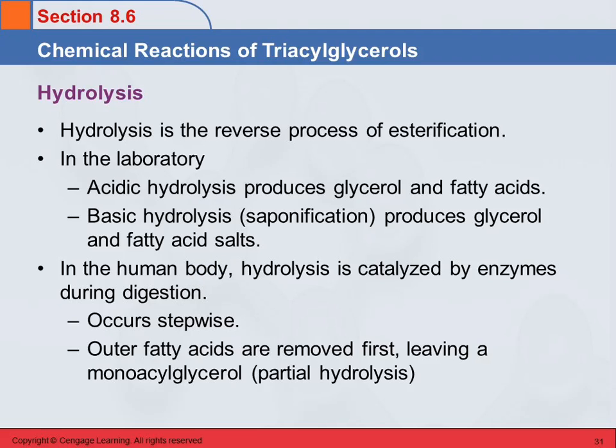In the human body, the hydrolysis is catalyzed by enzymes instead of by an acid or a base. So the enzymes catalyze it, and it occurs stepwise, meaning first one fatty acid comes off, and then another fatty acid is taken off. And oftentimes your body just removes the two fatty acids on the outside and will leave the one in the middle. So the outer fatty acids are removed first, and oftentimes it leaves this monoacylglycerol. And so we refer to that as partial hydrolysis, because it hydrolyzed two of the ester bonds, but not all three.